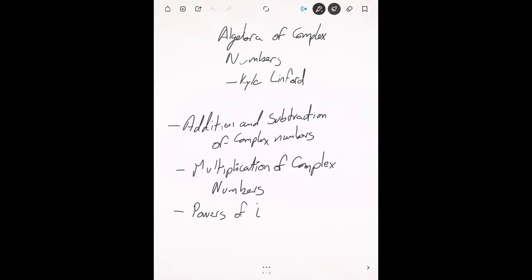In this video, we're going to be talking about how to add and subtract complex numbers, as well as how to multiply complex numbers. And as we look at how to multiply complex numbers, we're going to look at what happens when I have different powers of i thrown in there.